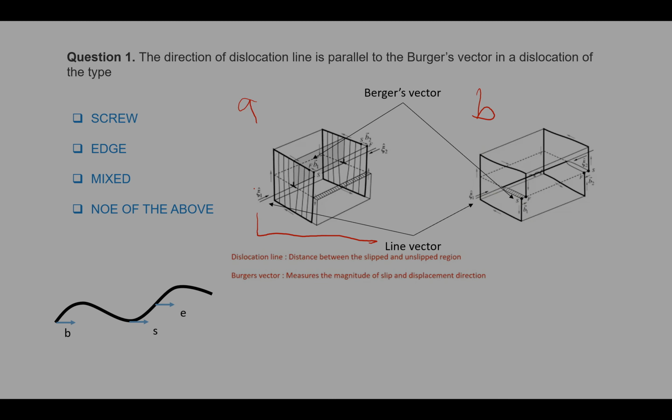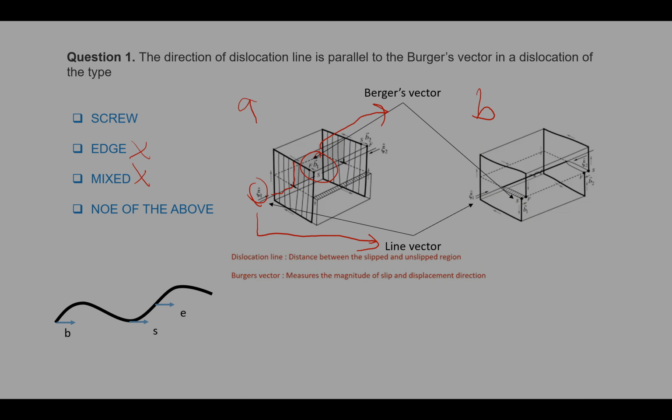In that you can see this xi. This one is a line vector, and this B is the Burgers vector. As you can see here, both are perpendicular to each other. So in an edge dislocation, it is not possible. Mixed also is not possible.